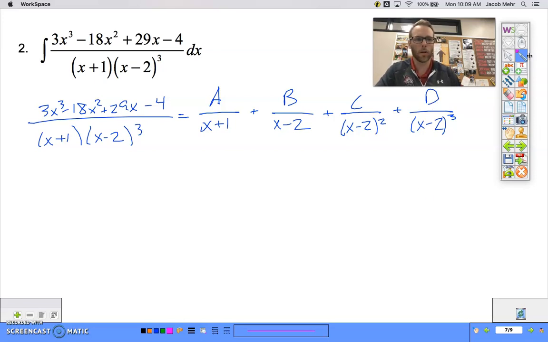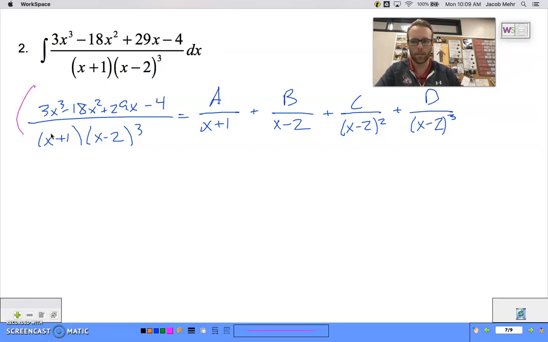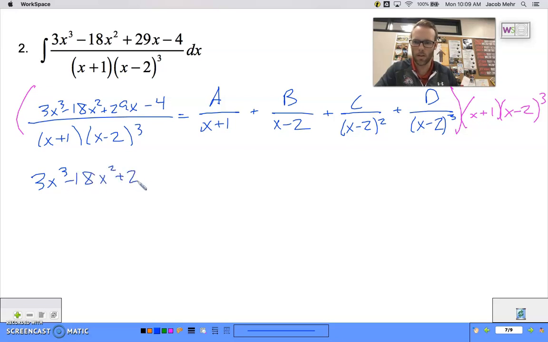And like the last one, we're going to want to multiply by the LCD, which is x plus 1, x minus 2 cubed. When we multiply that to the left side of the equation, the denominator is canceled out. We have 3x cubed minus 18x squared plus 29x minus 4. Now let's multiply it into this.